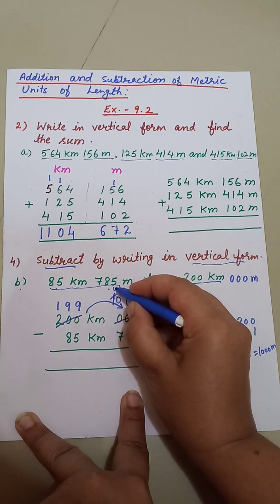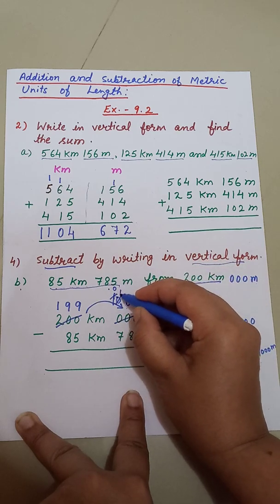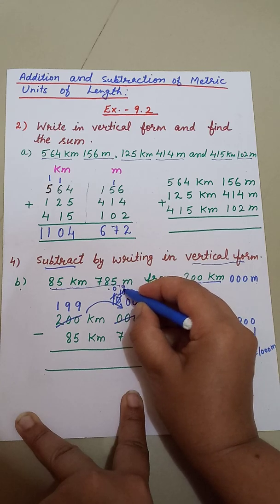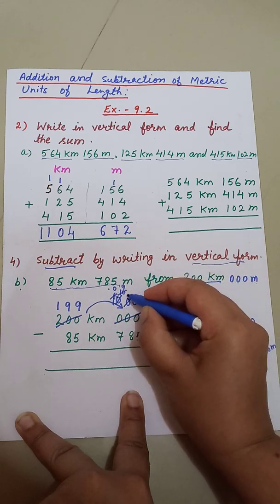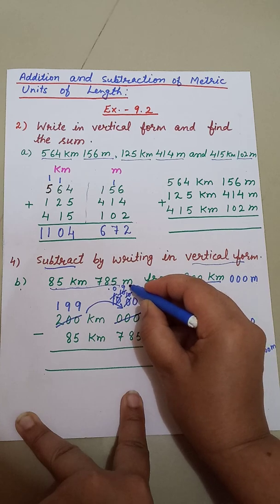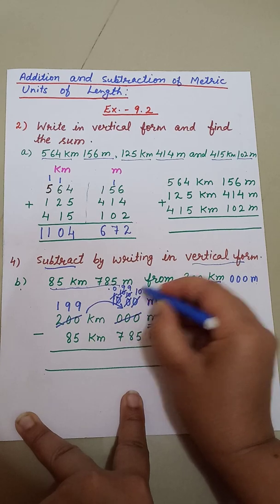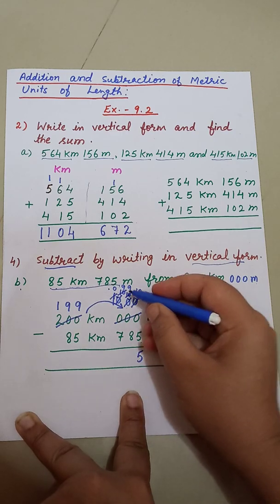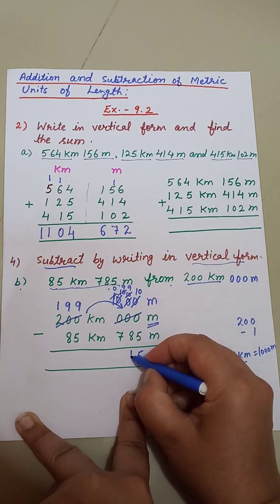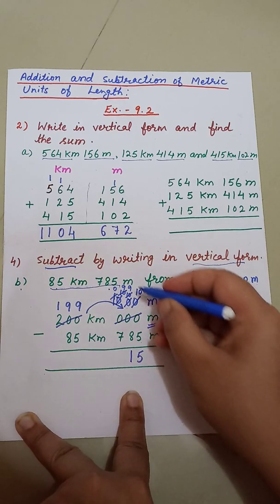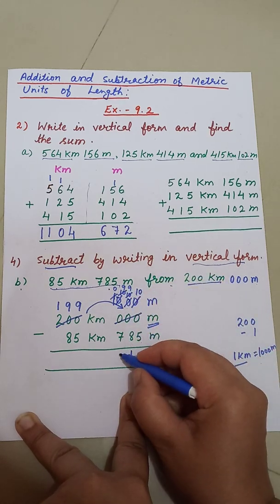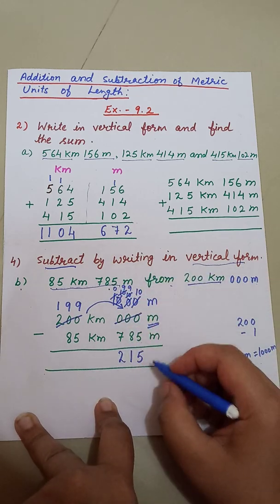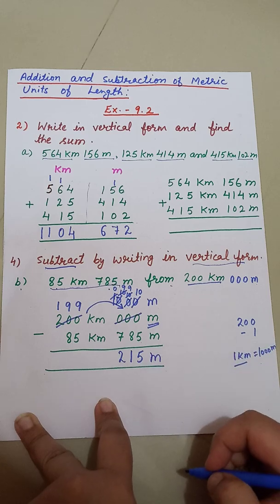It will become 0. It will become 10. Then we will borrow from here. It will become 9. And now it will become 10. Again borrow. And it will become 10. So 10 minus 5 is 5. 9 minus 8 is 1. Then 9 minus 7 is 2. And this is only 0. Okay, so these are meters.